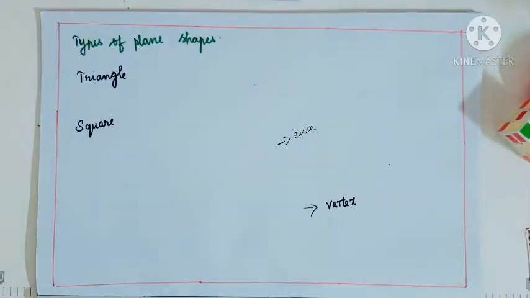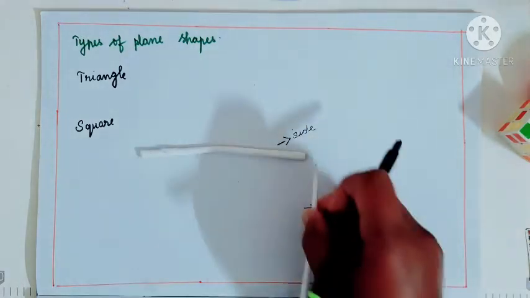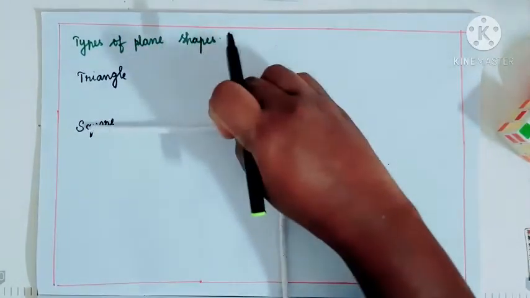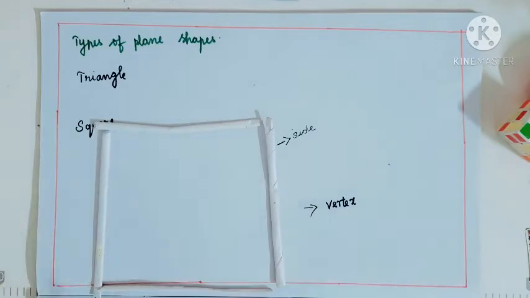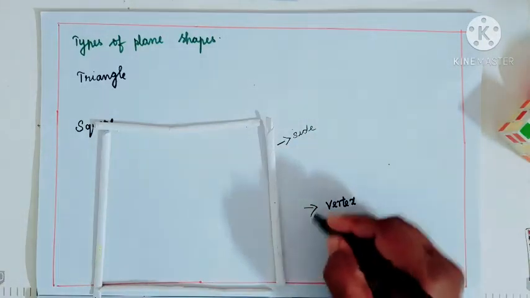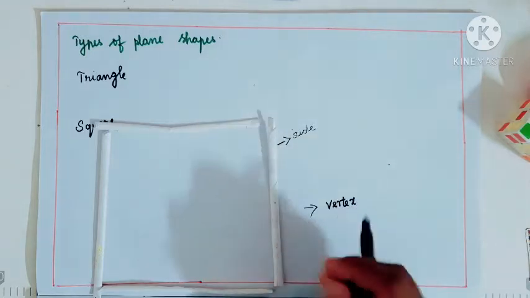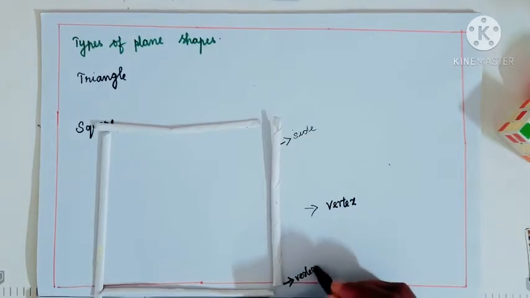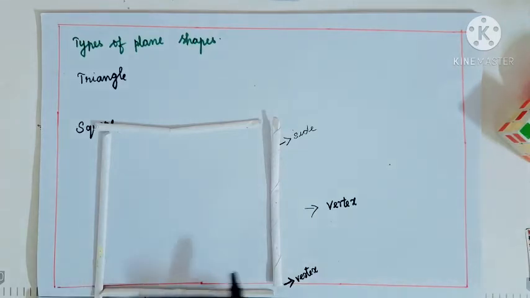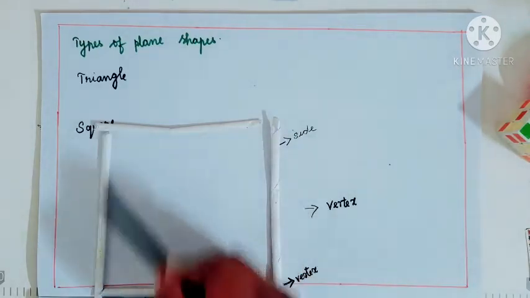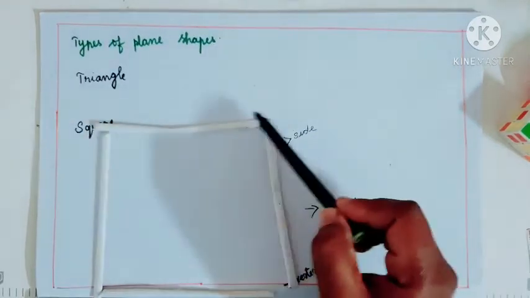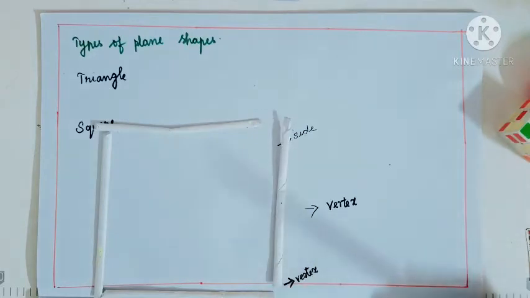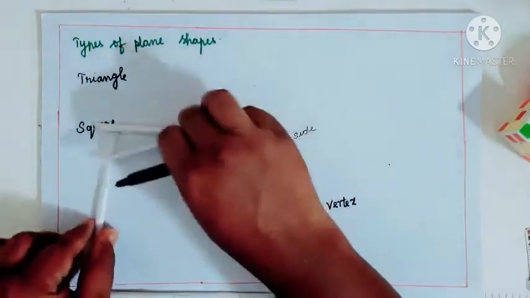You want 4 line segments. So I keep here 4 lines. What will happen? You will get 4 sides and 4 vertices. This is a side and this point is called a vertex. A square has 4 sides. All 4 are equal. That is the point. In the square, all the 4 sides are equal. Next, 4 vertices. 1, 2, 3, 4. Is it clear? Fine.